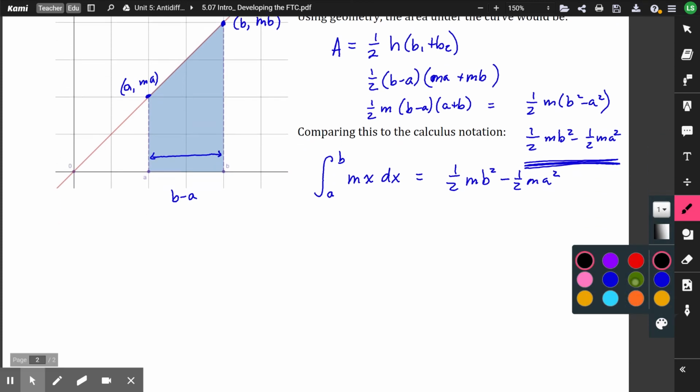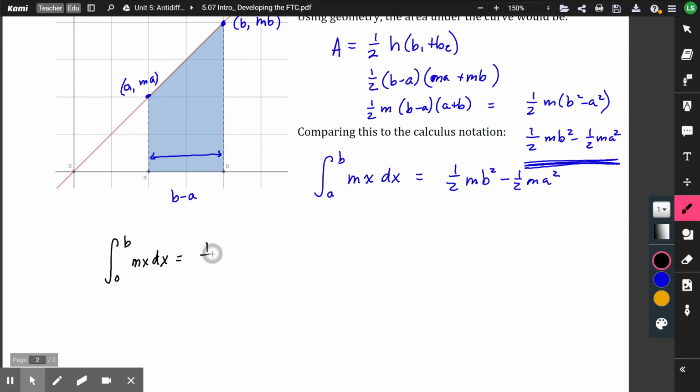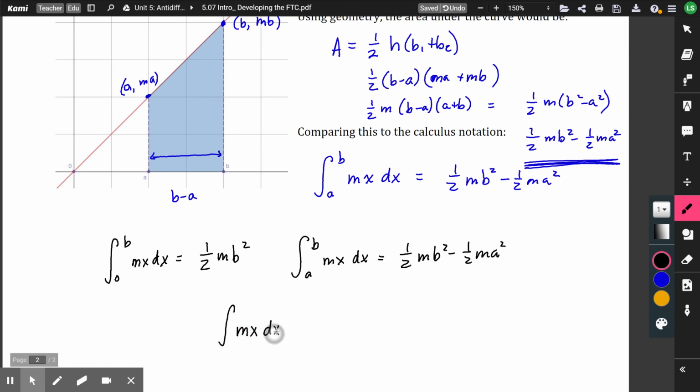So let's write down the three situations we have here. We have the integral from 0 to b of mx dx that we figured out is the area of the triangle, which is 1/2 m times b squared. We now just figured out that from a to b, where a is not 0, the area under the curve of mx is 1/2 m b squared minus 1/2 m a squared. And we also have the general antiderivative without any bounds, which would be m over 2 x squared plus c.